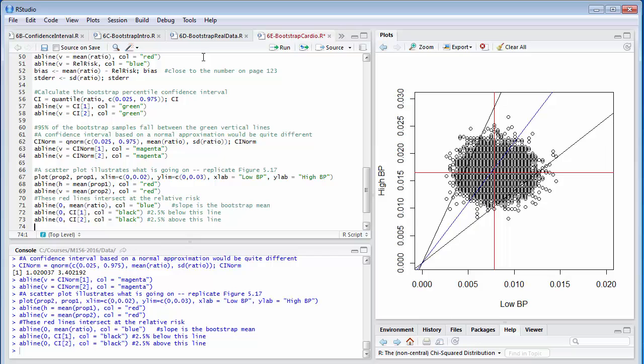And you can say, look, we simulated this 10,000 times, and 95% of the time the results we got lay within the interval bounded by those two sloping black lines, and therefore we're fairly sure that the true relative risk lies in between those lines, that the relative risk is represented by a line that has a slope somewhere in between the slopes of those two black lines.